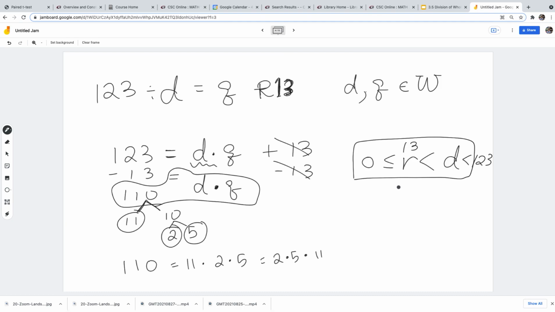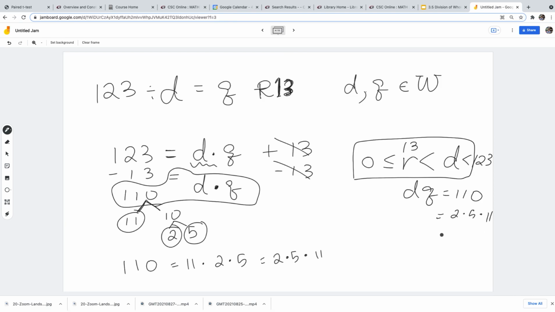So we know this, and we also know d times q is 110. And we know that 110 can be decomposed as 2 times 5 times 11. Now, can we make up any d that is greater than 13 but less than 123? Yes, we can. If we pick 2 times 5, that's only 10, which is not greater than 13. 11 is not greater than 13, so that's not a good combination.